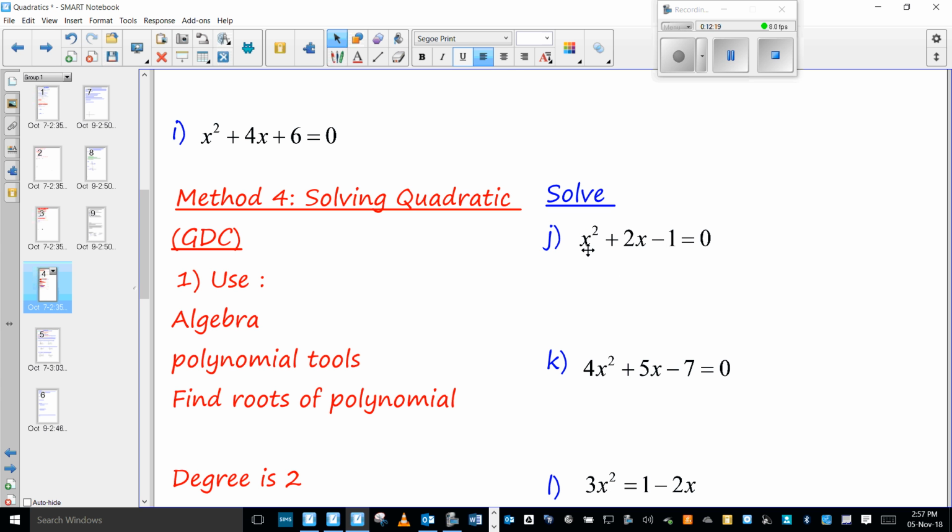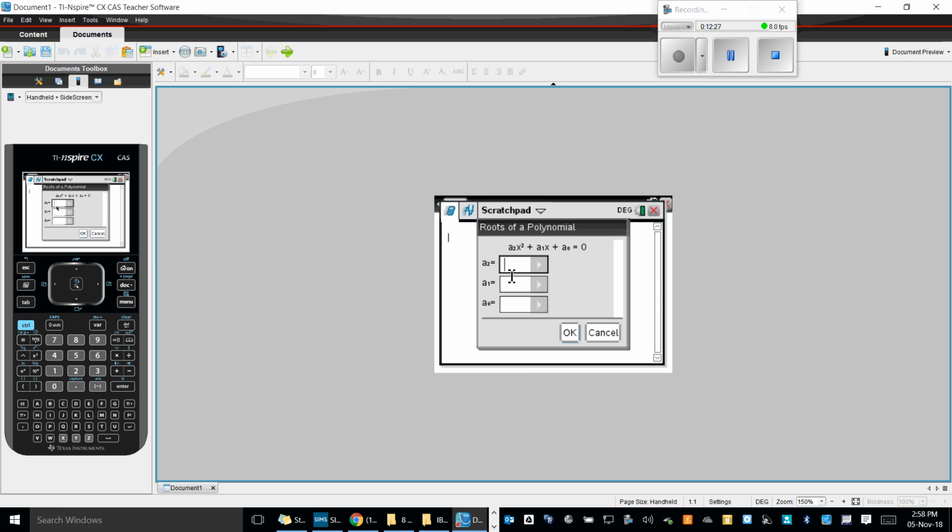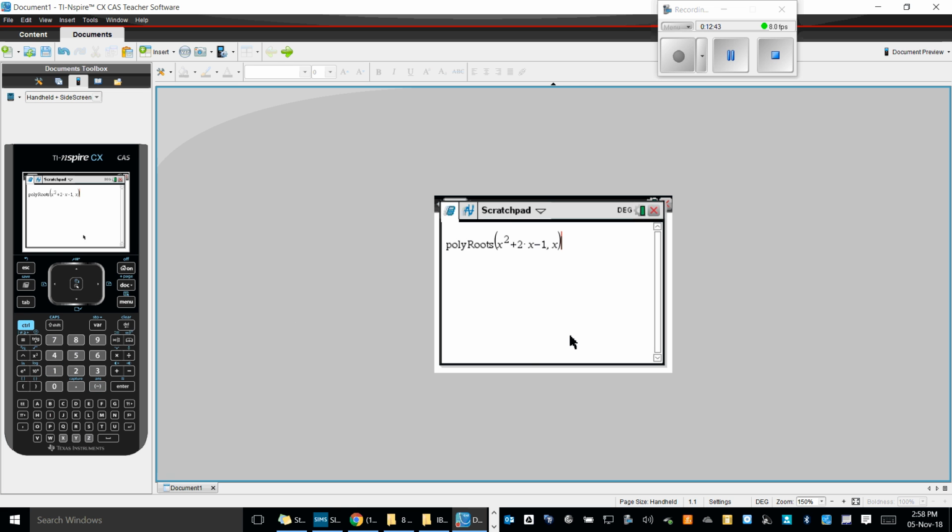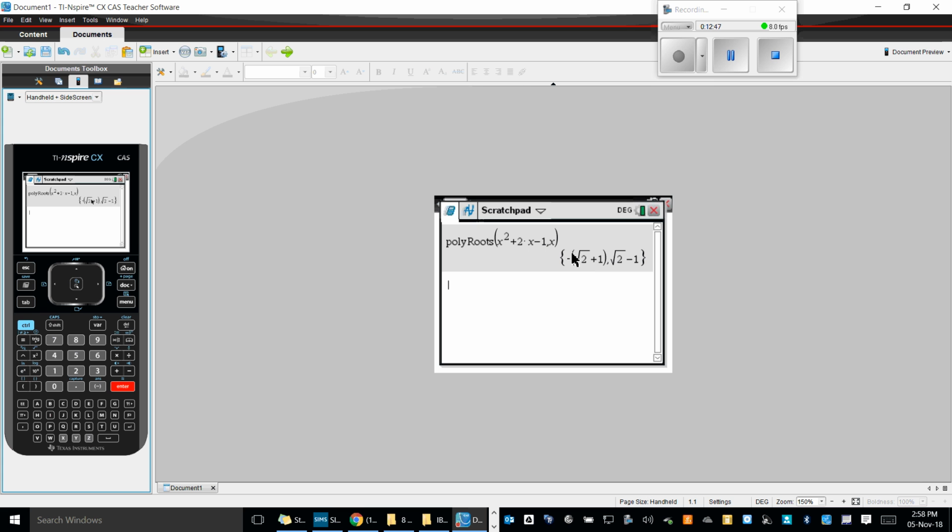So you would substitute in A is 1, B is 2, and C is -1. Notice they say A2, A1, and A0. So A2 is 1, A1 is 2, and A0 is -1. So make sure you're using the negative sign. Press OK. And then you press enter, and you get these.